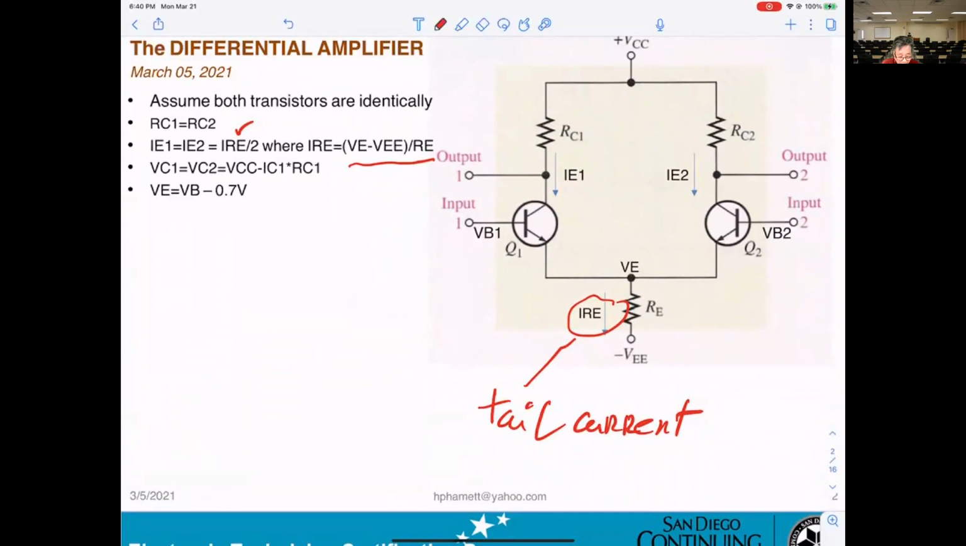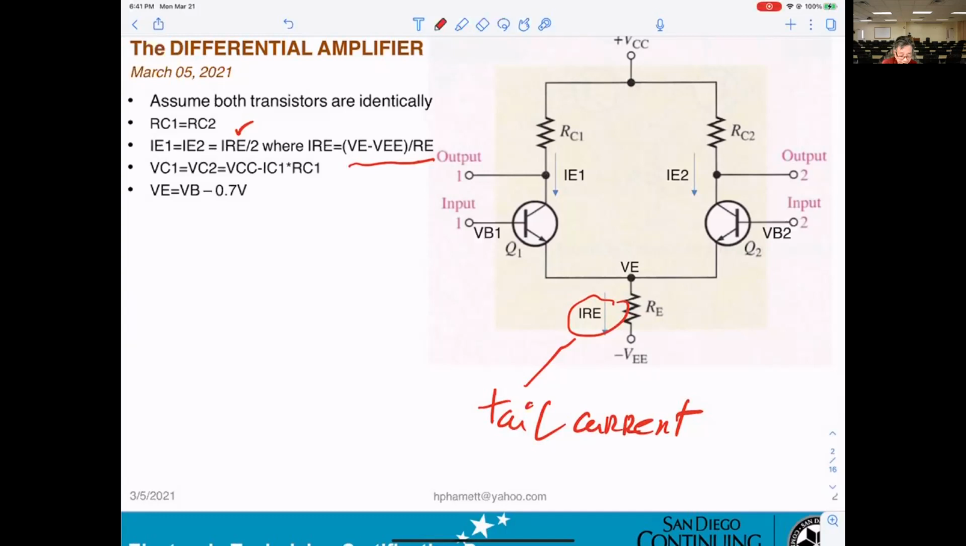Assume both transistors are identical. RC1 equals RC2, IE1, that means emitter of Q1, equals IE2, emitter of Q2. They will be the same, and they will be equal to I times RE. IRE equals VE minus VEE divided by RE. Okay, and the current IRE, they call a tail current.